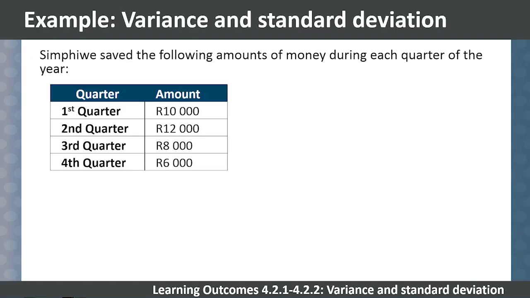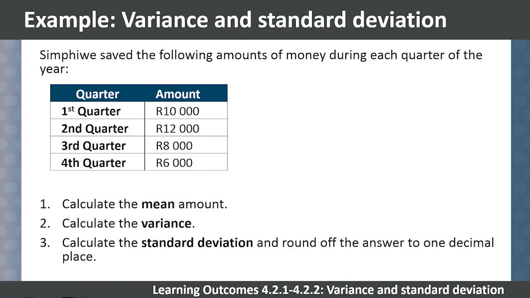Let's look at an example of calculating the variance in standard deviation. Simpiwe saved the following amounts of money during each quarter of the year: 10,000 Rand, 12,000 Rand, 8,000 Rand, and 6,000 Rand. Calculate the mean, the variance, and standard deviation.